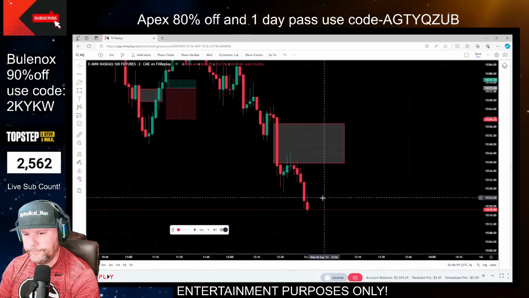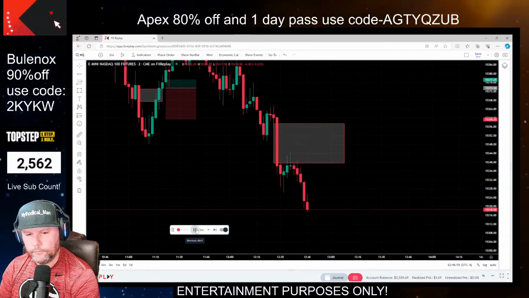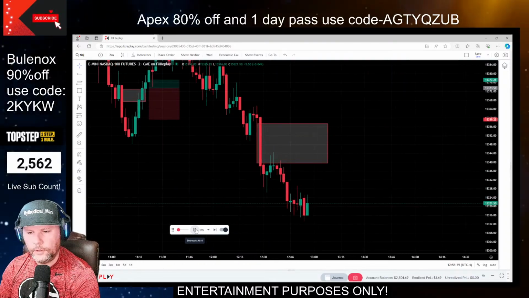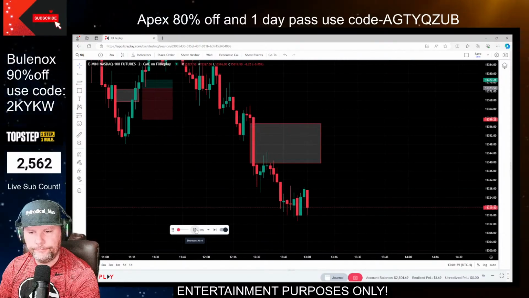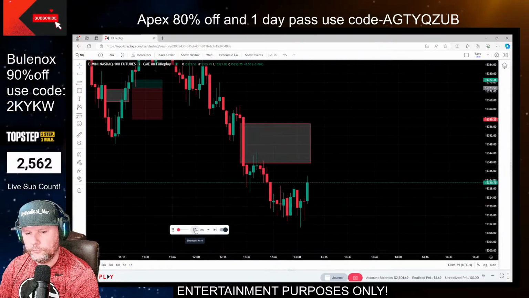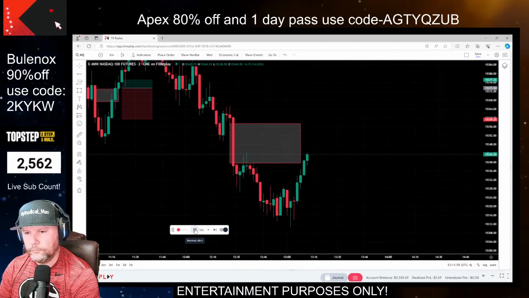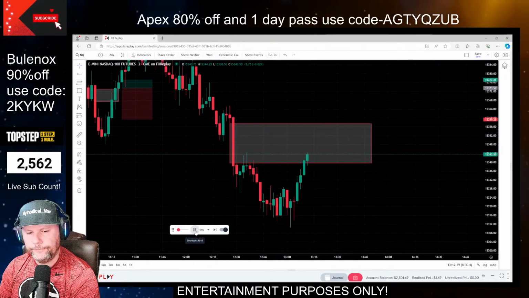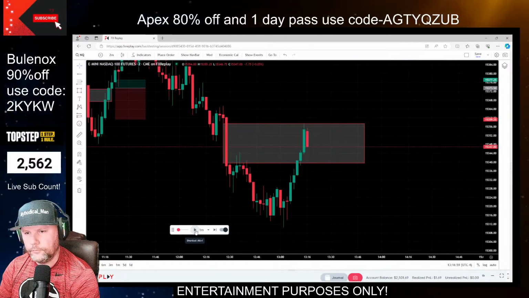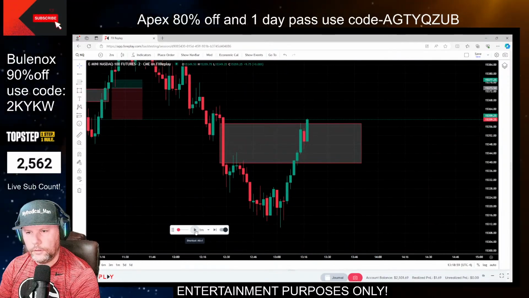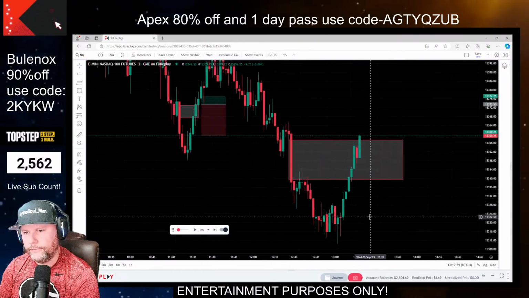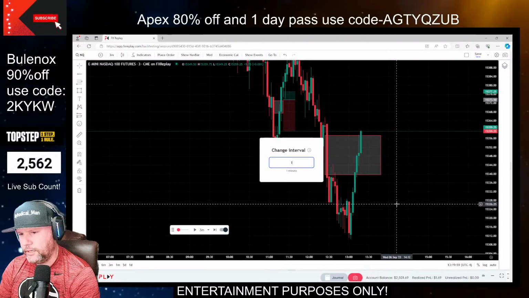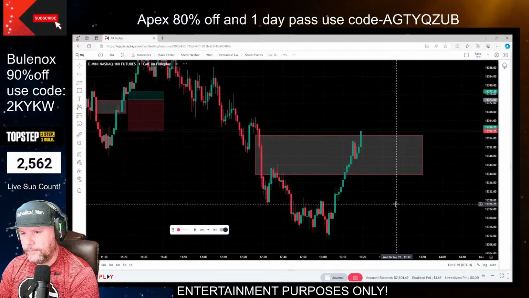Continuing to push down. Lunchtime chop. See if we get some momentum through this. All right, kind of put in an OB there too. I like that. Let's check the other time frames right quick. We're on the 3 minute, 2 minute, 3 minute closed above. So all time frames have closed above here.